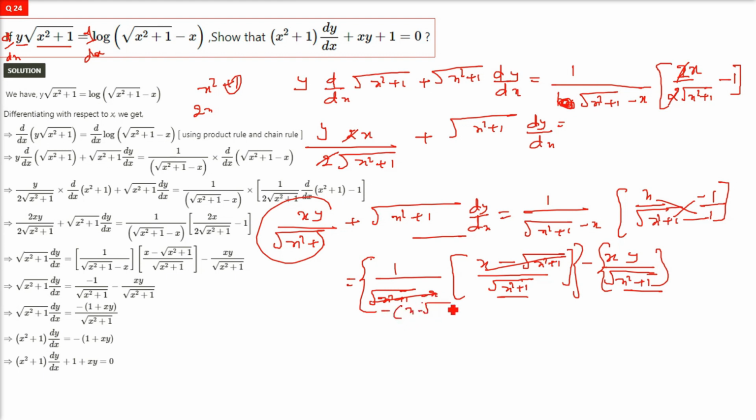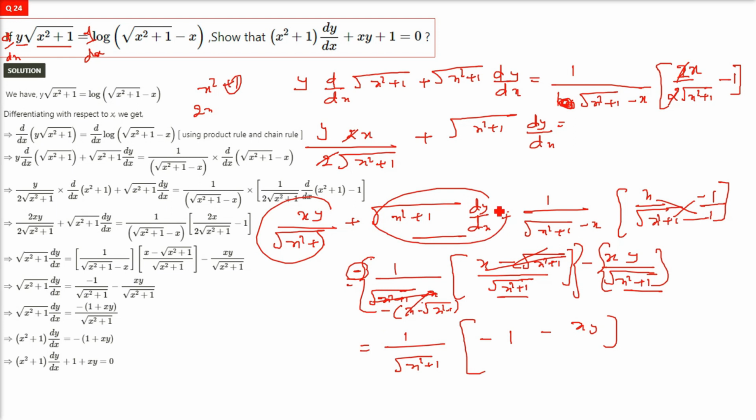Why am I taking common? Because on the left hand side we have under root x square plus 1 already. The only difference in this cancellation is that the two terms are swapped. So I am bringing a negative outside. x minus under root x square plus 1, I am making it under root x square plus 1 minus x, then cancelling. So minus is outside. Under root x square plus 1, as I was discussing, I have taken common. So it will be negative, and since we have a 1, so negative 1. And then this xy by under root x square plus 1.